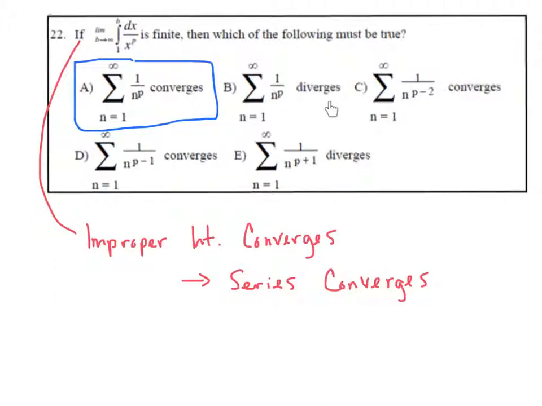Obviously, it doesn't diverge. And this one starts changing the exponent. We don't change the exponent. It is the same integral. And you notice from n equals 1, so it's from 1 to infinity. So we wouldn't change the exponent.